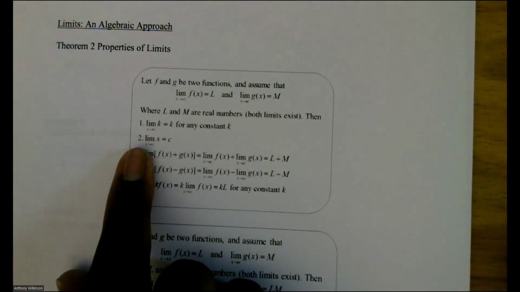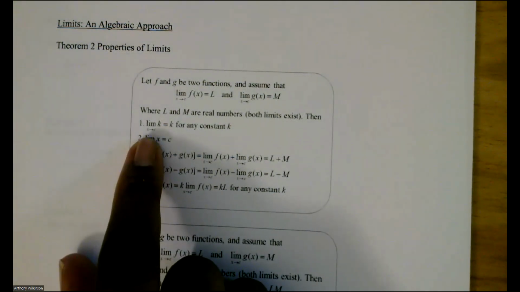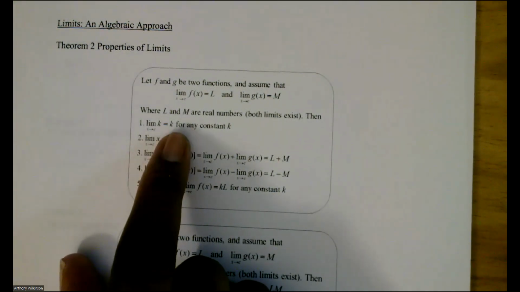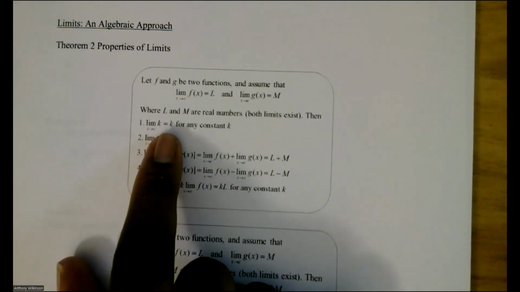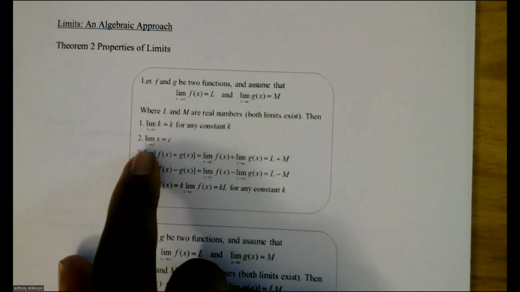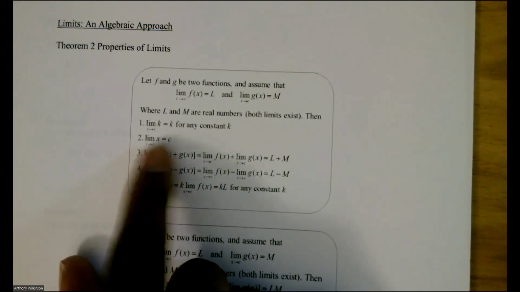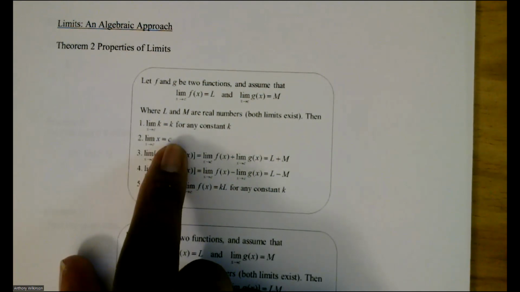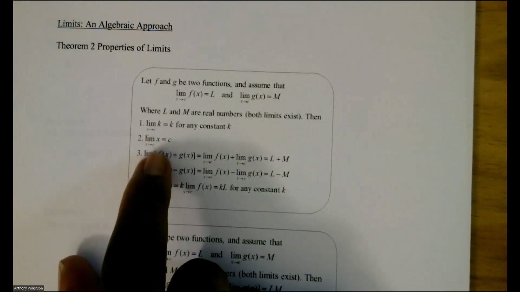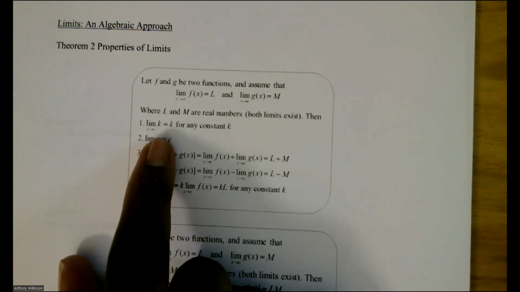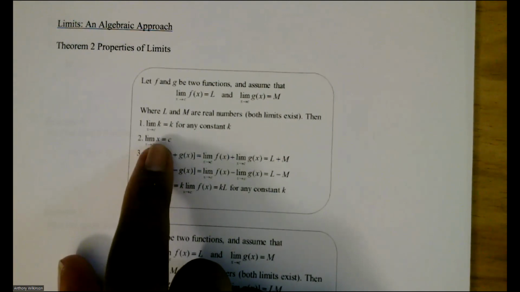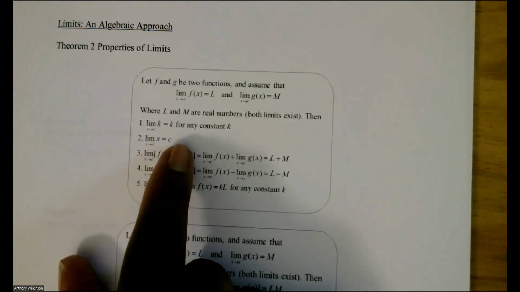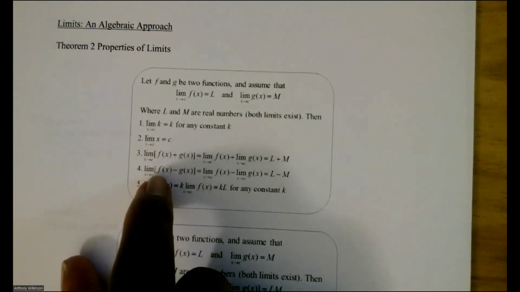The limit as x approaches some constant of k is equal to k. In other words, the limit of a constant will always be a constant. The limit as x approaches some constant c of x will be c. So basically, it's just a direct substitution. We just substitute the x with our constant c. So the limit as x approaches c of the function x would be c.